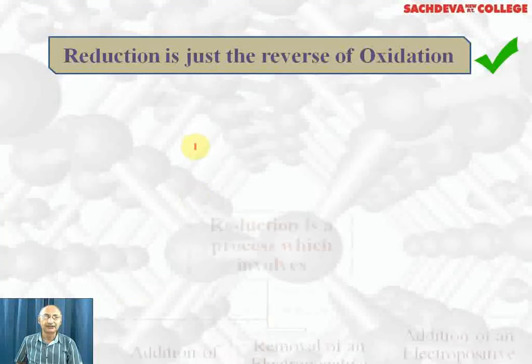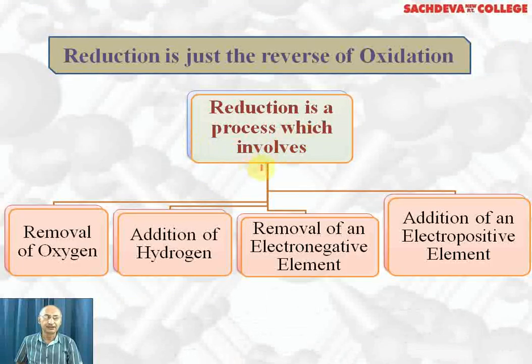Reduction is just the reverse of oxidation. Reduction is a process which involves removal of oxygen. In oxidation, it was addition of oxygen, and in reduction, it is removal of oxygen. Similarly, in oxidation, it was removal of hydrogen. In reduction, it is addition of hydrogen. In oxidation, we have addition of an electronegative element.